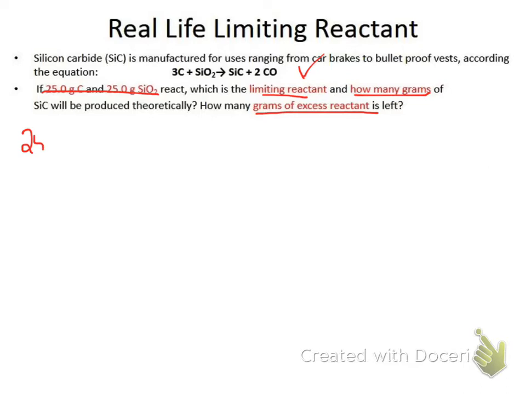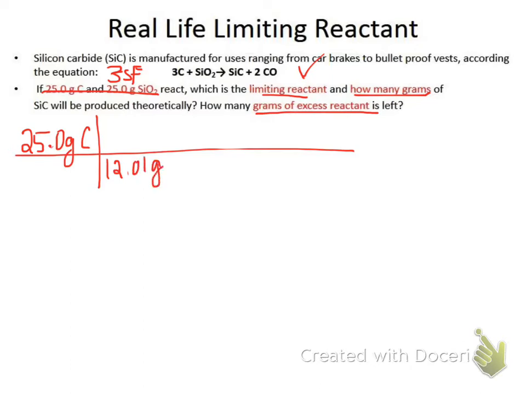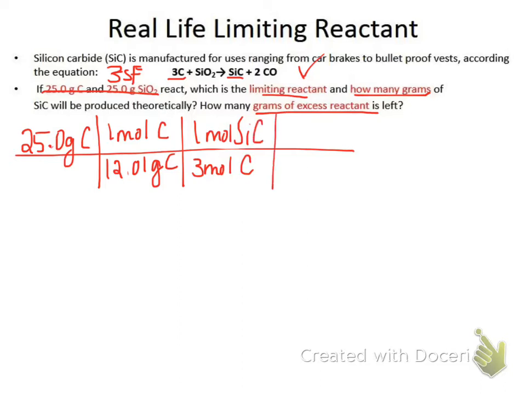So we're going to have 25 grams, and that's going to need three significant figures when we get to the end. So we have 25 grams of carbon. We're going to divide by the molar mass of carbon, because we have to be in moles to do our mole ratio. I look at my ratio, and I have 3 moles of carbon for every 1 mole of silicon carbide that we can produce. Cancel, cancel, cancel, cancel. And then the molar mass of silicon carbide is 40.10.